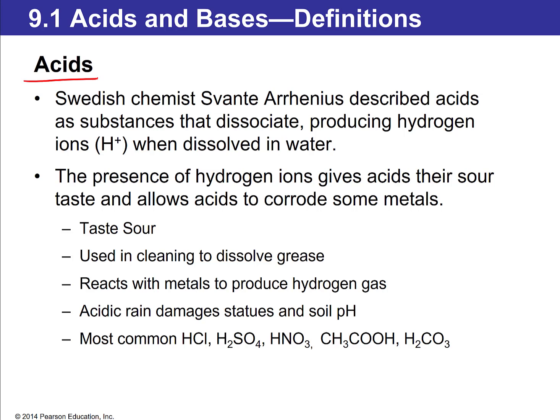So acids, originally described as substances that dissociate, which remember means to separate. So like sodium chloride dissociates, means it forms ions when you put it in water, and it produces hydrogen ions. So that was originally a characteristic of acids, sort of like the most basic. So you remember acids make hydrogen ions.